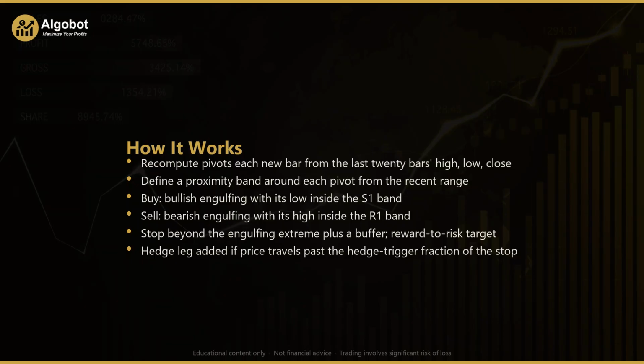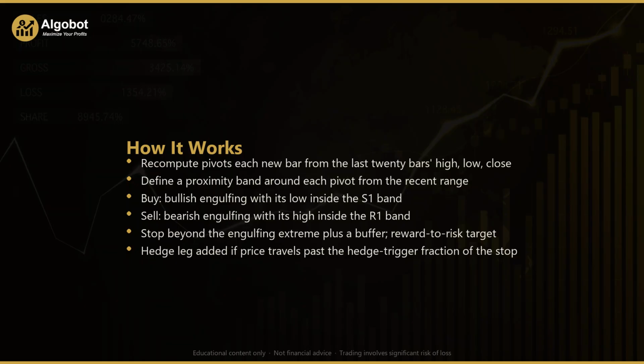It then takes the most recent completed close and calculates the central pivot point as the average of the high, the low, and that close. From there, the resistance level R1 is 2 times the pivot point minus the low, and the support level S1 is 2 times the pivot point minus the high. Next, it defines two cushions. The proximity band is the ProximityPct parameter, which defaults to 20%, multiplied by the recent range. This band is how close price needs to be to a pivot to count as being at that level. The buffer is 10% of the range, and it pads the stop just beyond the signal candle's extreme.